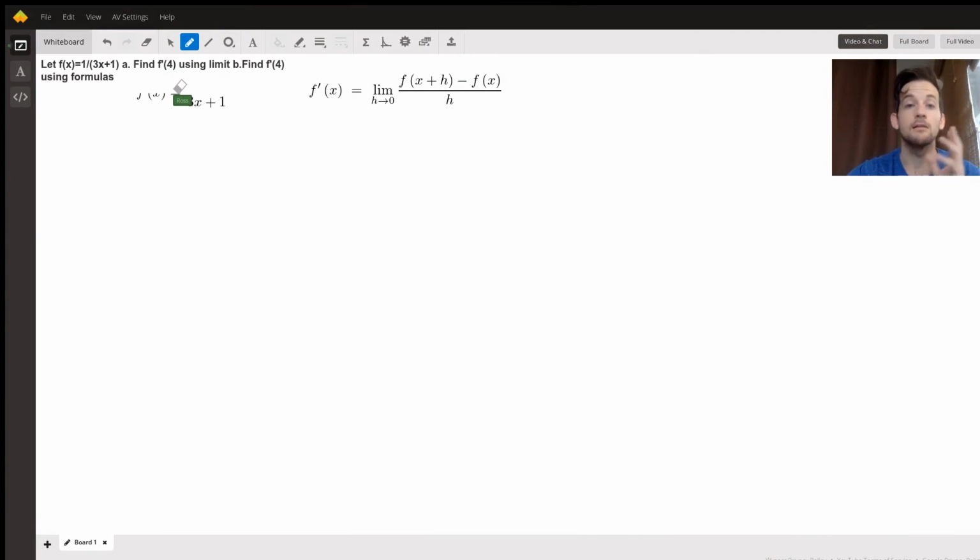Tell you right now, it's a lot of work. There's a lot of steps that go into this, but I'll do my best to explain them. It all hinges on, for part A at least, the formula, which is sometimes called the definition of a derivative.